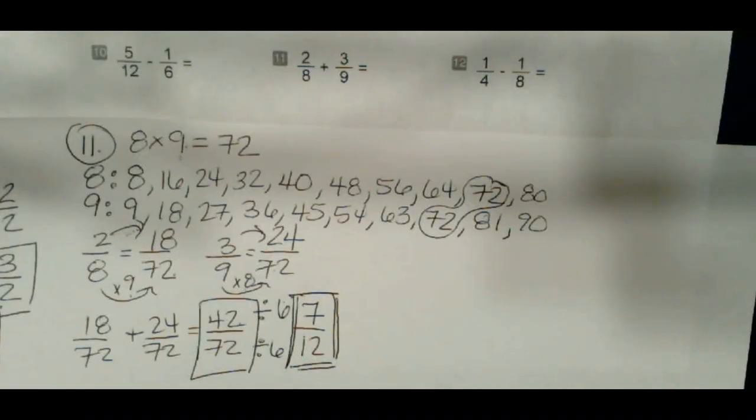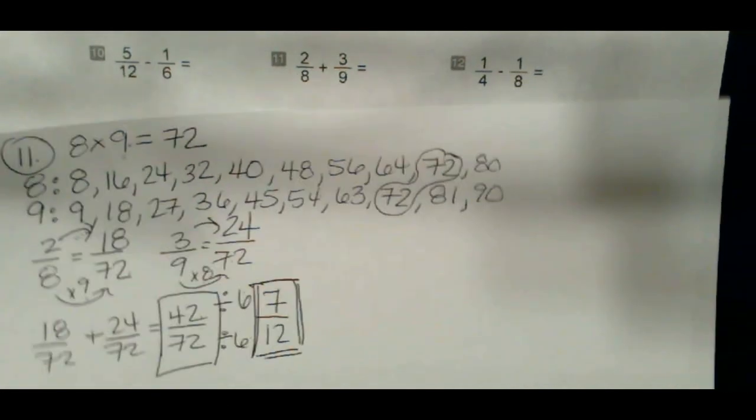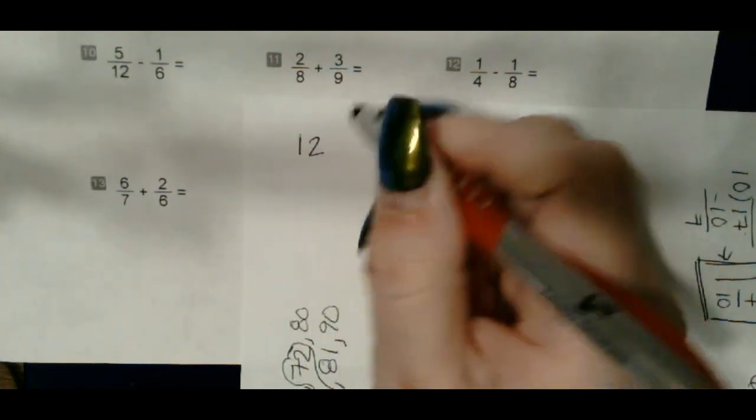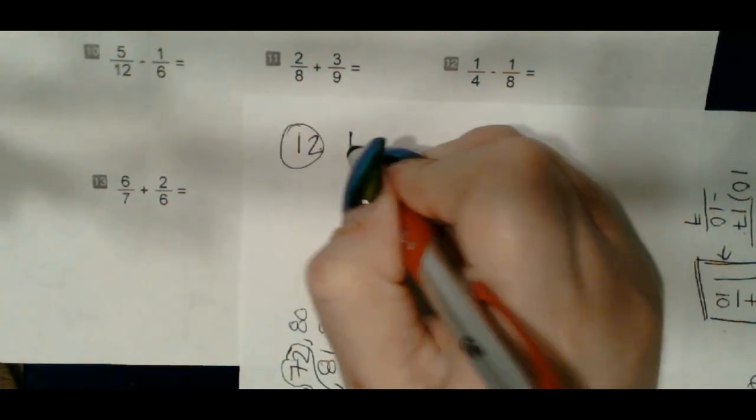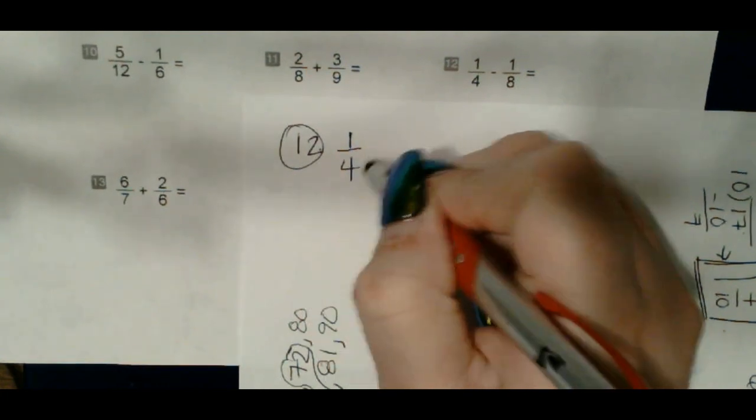All right, let's do number 12. I got a little bit more space. I'll just turn the paper like this. Okay, number 12. See, Miss McCraw uses a lot of paper, which is fine. All right, 1/4. Oh, my goodness, I'm having a moment.